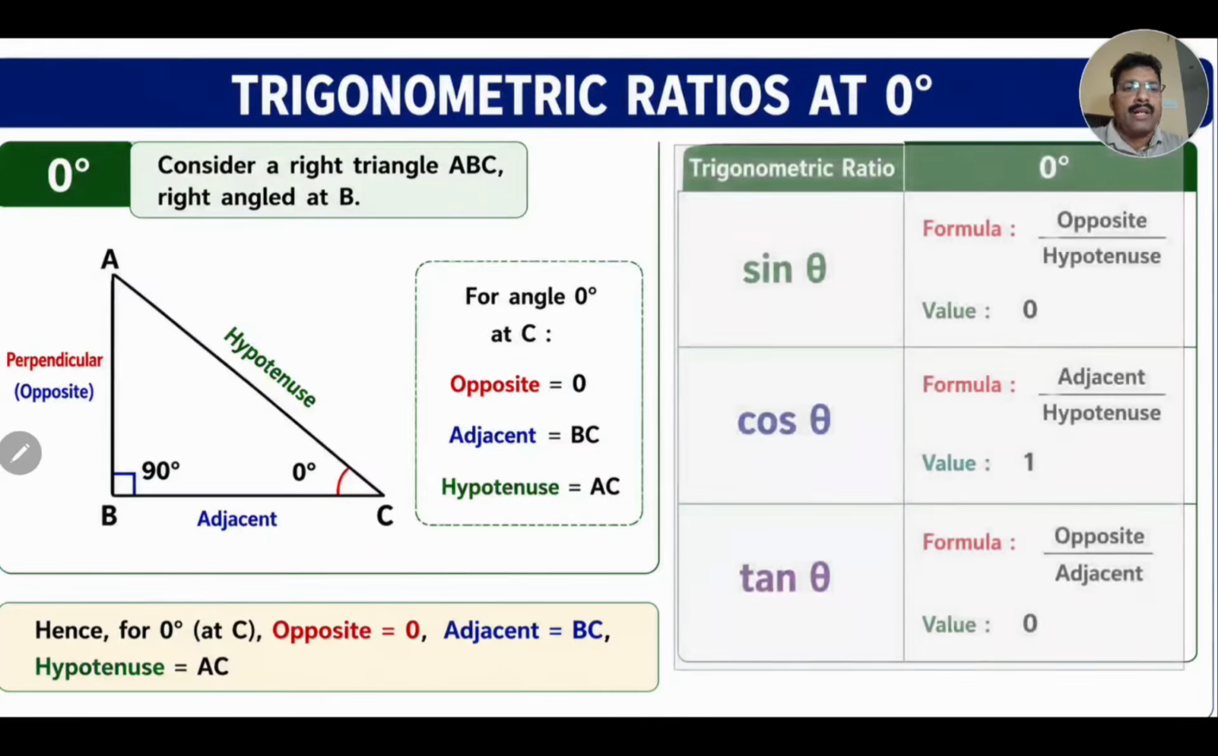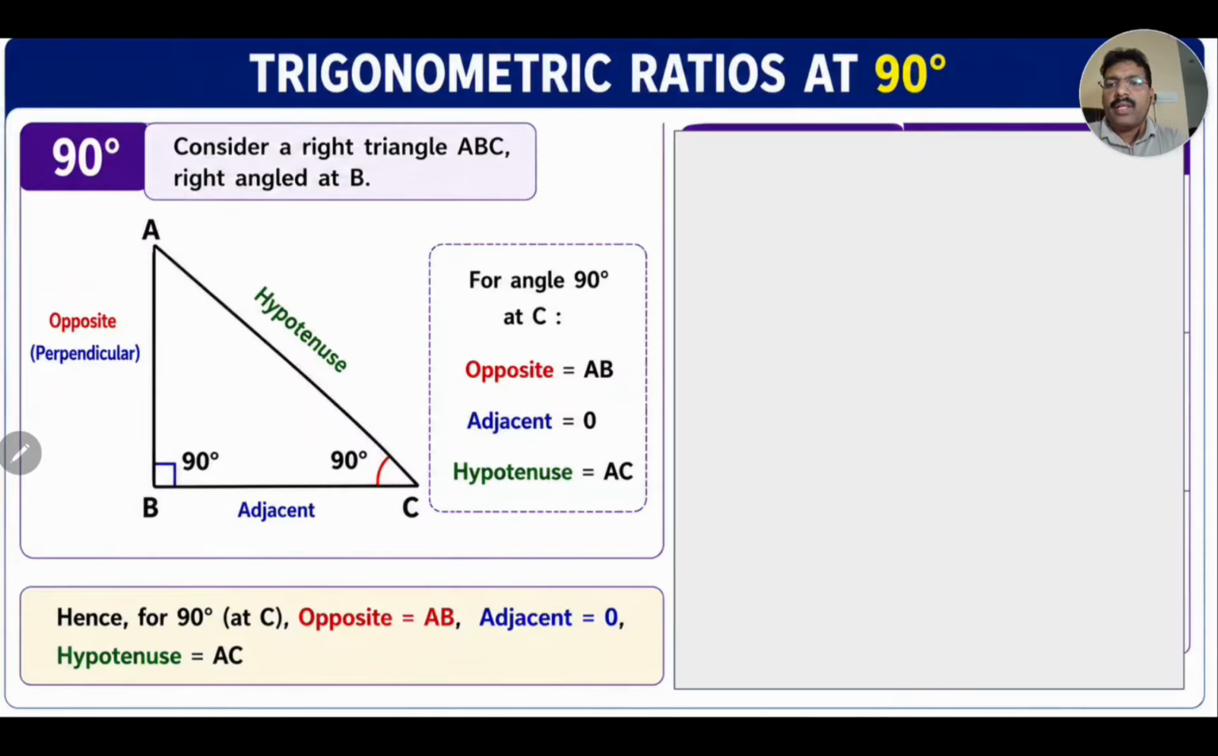Next, for trigonometric ratios at 90 degrees. So consider right angle triangle ABC and B is 90 degrees and angle C at 90 degrees if you take. So what will happen? 2 angles of 90 degrees will not be possible in a triangle because we know that sum of the three angles in a triangle is 180 degrees. So if two angles are 90 degrees, then the third angle will not be possible. So that's why what will happen in that case?